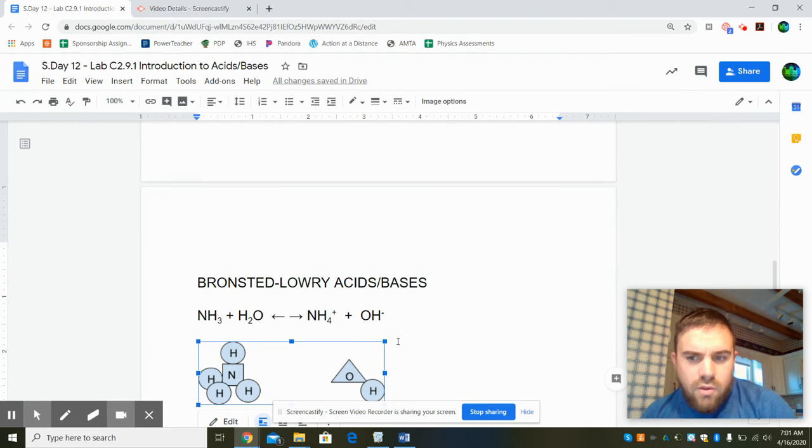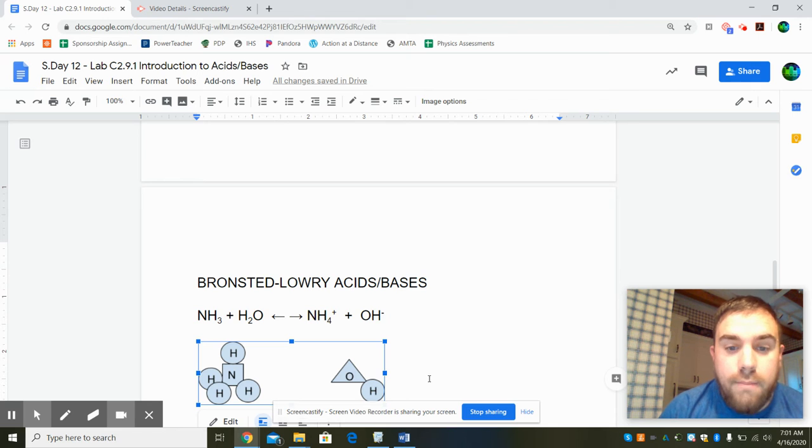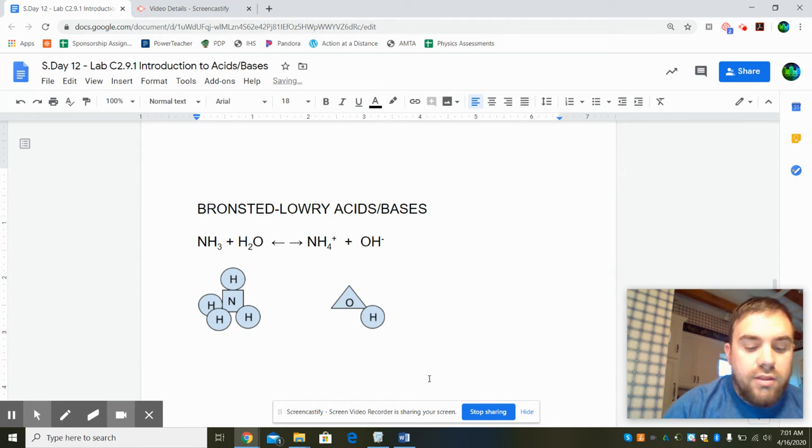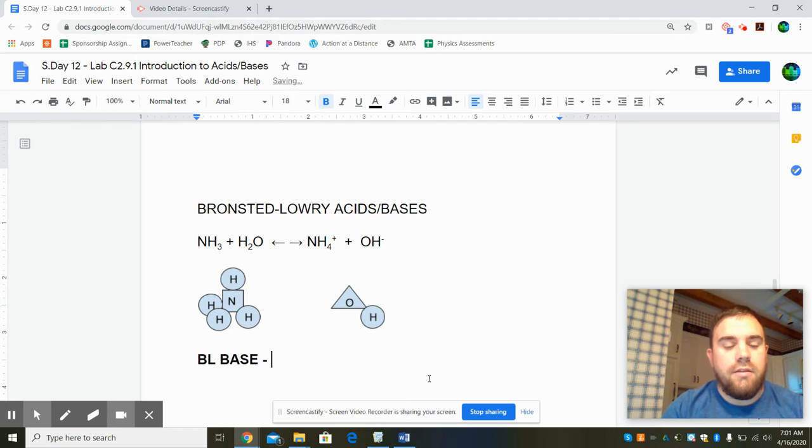So the question is, what is a Bronsted-Lowry base? Well, a Bronsted-Lowry base, BL base, all it does is describe what the ammonia did here. What did the ammonia do to a hydrogen? Well, it accepted a hydrogen. So its definition doesn't have anything to do with properties or anything like that. The Bronsted-Lowry base is defined as a hydrogen ion donor or acceptor.